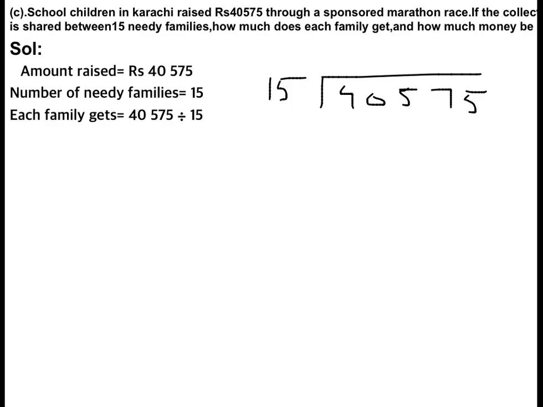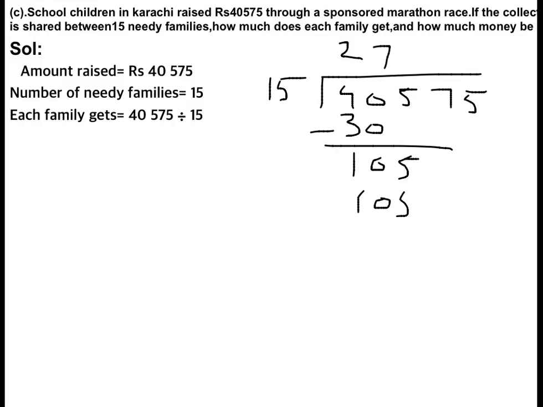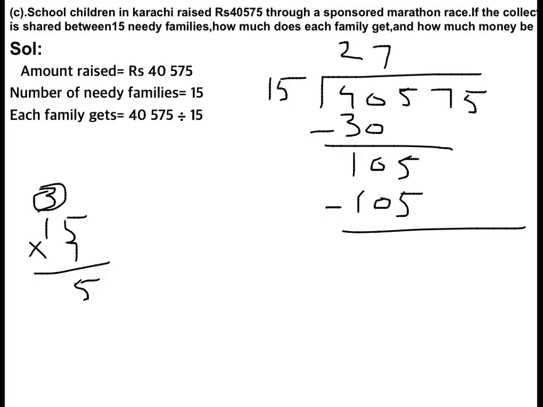15 ones are 15. 15 twos are 30. 15 threes are 45. That is greater value. So 15 twos are 30. Now we will subtract: 1, 0. Next digit is 5. 15 sevens are 105. Yes, 15 sevens are 105. We can check by multiplying. 7 fives are 35, 3 carry. 7 ones are 7, 8, 9 and 10. That is 105. Understand? The next digit is 7.